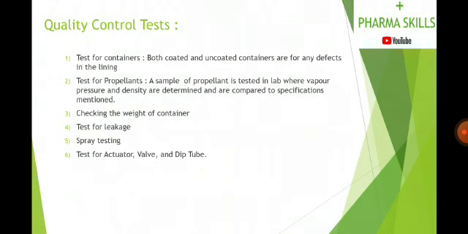Checking the weight of container. The weight of containers is checked at every point, like weight of empty container, weight of filled container and weight of final product. Now test for leakage. The valve closures are tested for their efficiency by passing the filled container through a water bath and periodically checking the water bath temperature and recording the results.